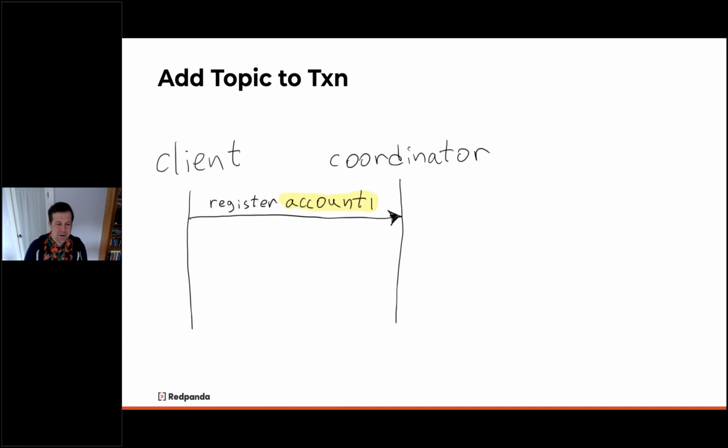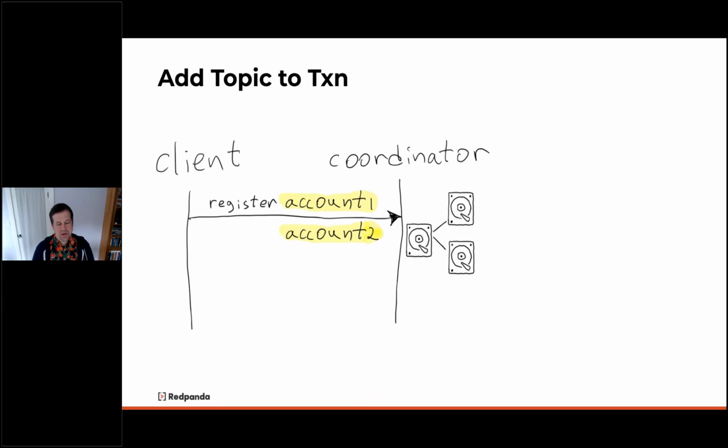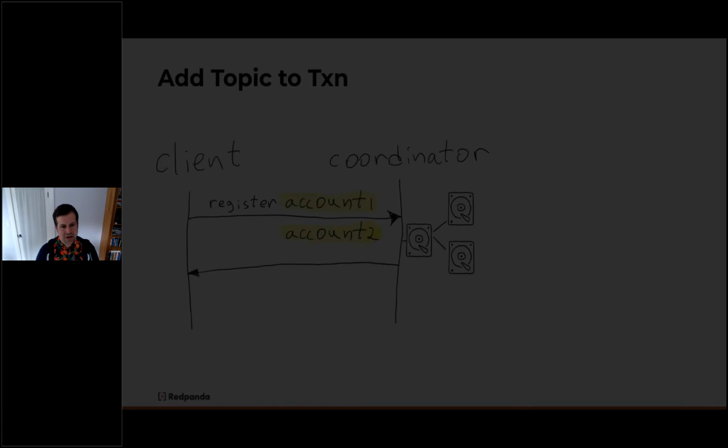So let's talk about the more traditional way of how this is done, where the client will register with the coordinator. This is the transaction coordinator within the system that we want to interact with account 1, and we also want to interact with account 2. And we're assuming that those are 2 different topics. At that point, the coordinator is going to mark across those topics that we have started a transaction, and that has to be persisted onto disk. And then we return back to the client that we are ready to start the transaction itself.